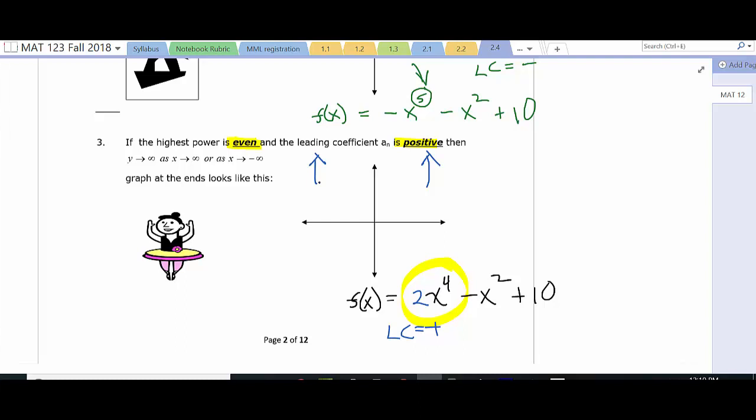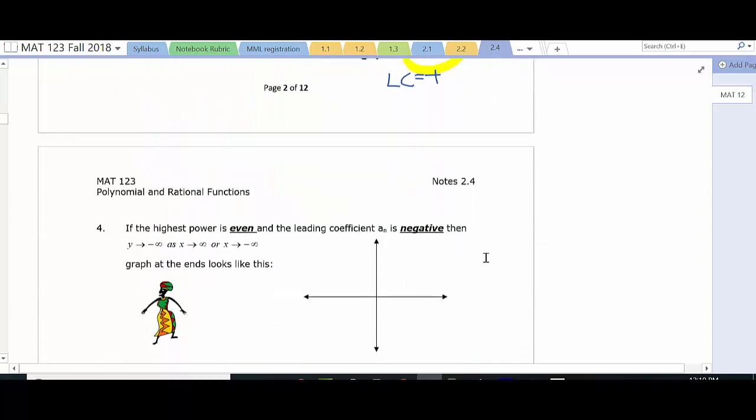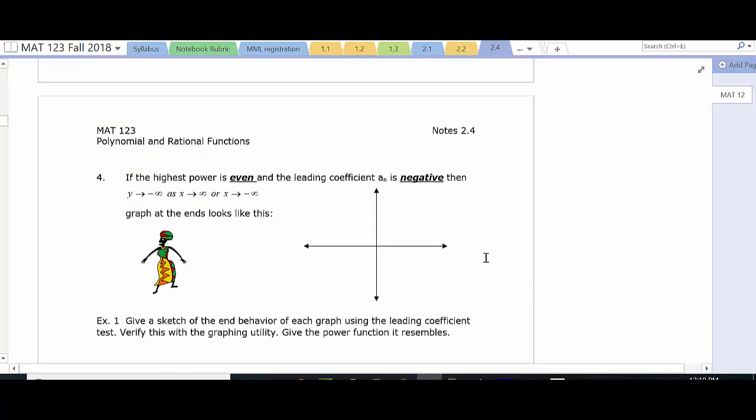So that's what that looks like. And then on the next page, I got the dancer. It's just the opposite of that, like that. If you had f of x, and let's just use x squared, for example, and you put a negative number there, well, that's a parabola going down, so that would end up looking like that. That's kind of the idea.